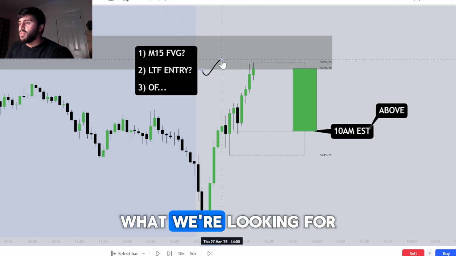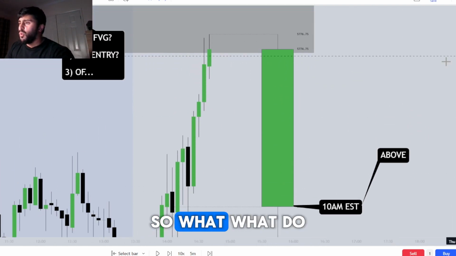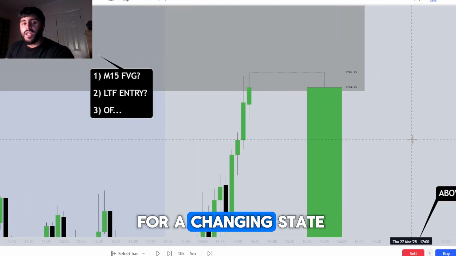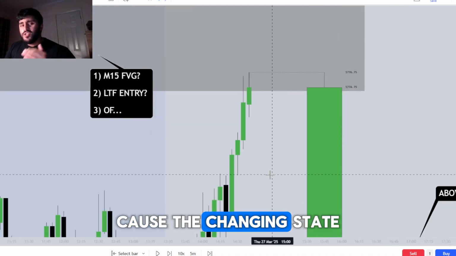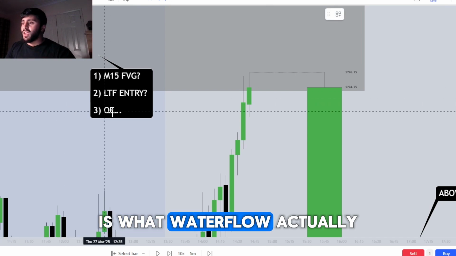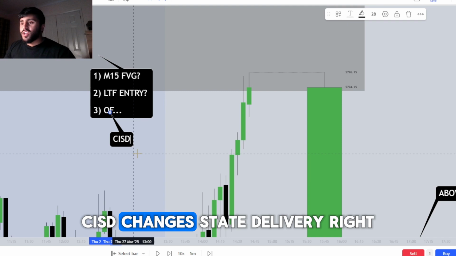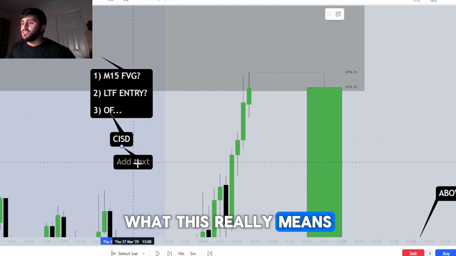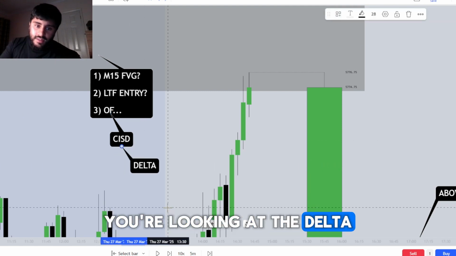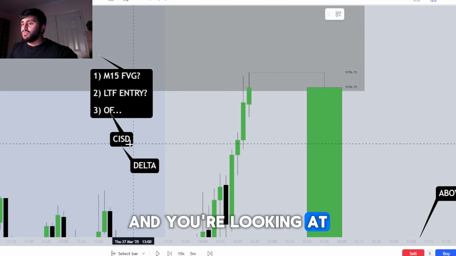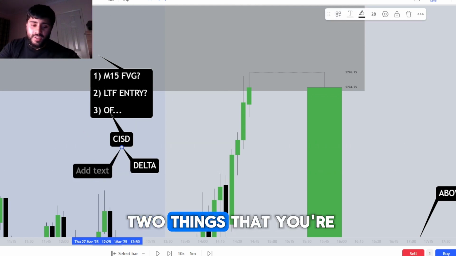So now from here, what we're looking for is the 5-minute, right? So what do we look for? How do you look for a change in state of delivery? Because the change in state of delivery is what order flow actually is, right? I see a lot of people talking about the CISD, change in state of delivery, right? What this really means is you're looking at two things. You're looking at the delta and you're looking at the volume. So these are the two things that you're looking for, right?